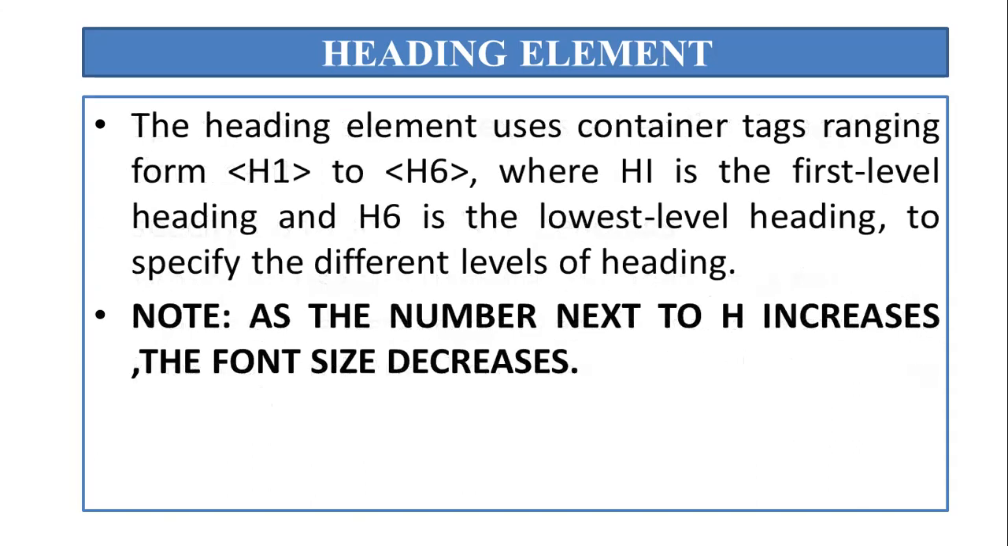So the heading element uses container tags ranging from h1 to h6. Now when I say container tag, it means it is a paired tag, and when I say paired tag, it means some content is to be kept in between the start of the tag and the end of the tag. So h1 is the first level of heading and h6 is the lowest level of heading. So as the number next to h increases, the font size decreases.